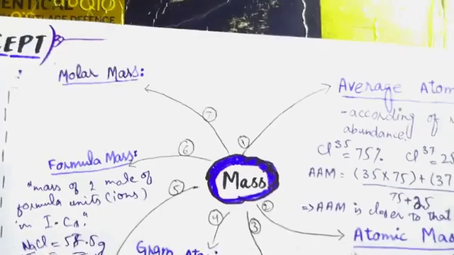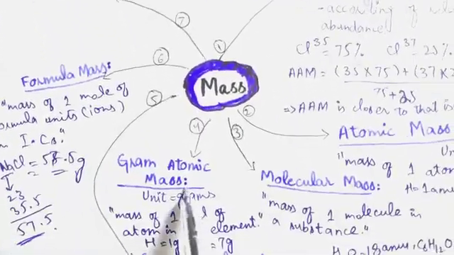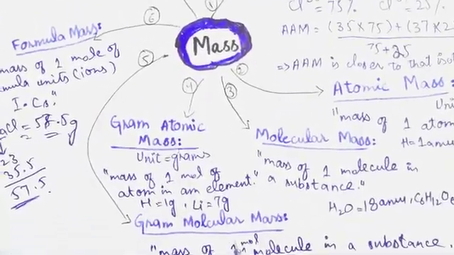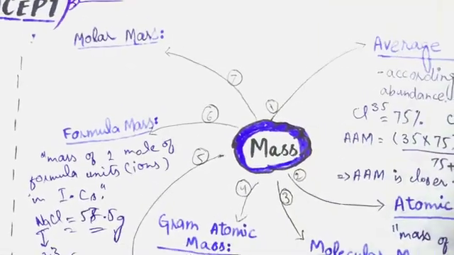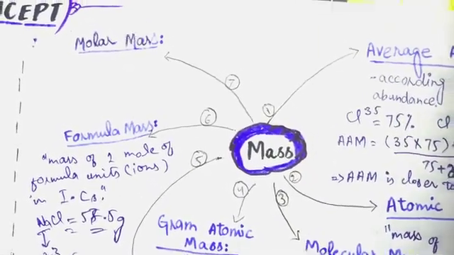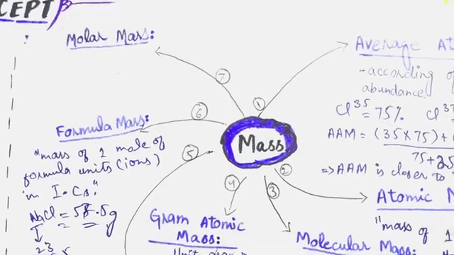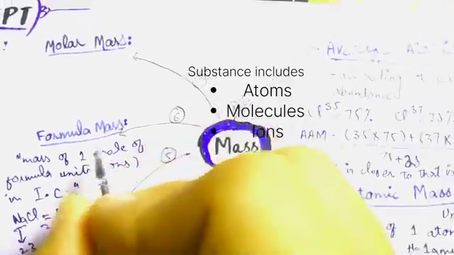If we combine all the atomic mass, gram molecular mass, formula mass in one term, it's molar mass. Molar mass is defined as mass of 1 mole of substance.